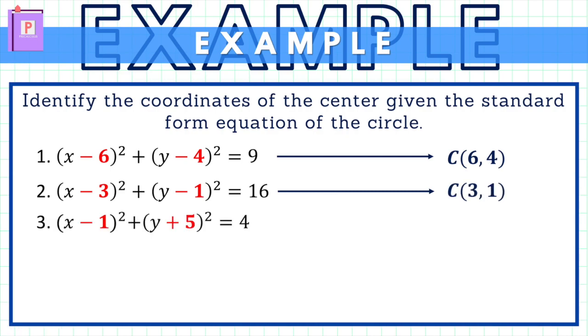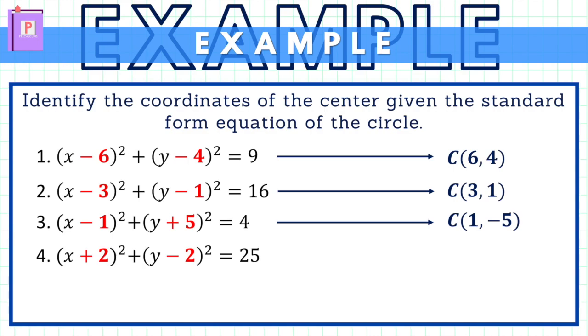As for this equation, we have negative 1 and positive 5. Then reversing the sign of negative 1, we have 1. Reversing the sign of positive 5, we have negative 5. So the center is 1, negative 5. For this equation, we have positive 2 and we have negative 2 here. So we can say that the x coordinate is negative 2 while the y coordinate is positive 2.